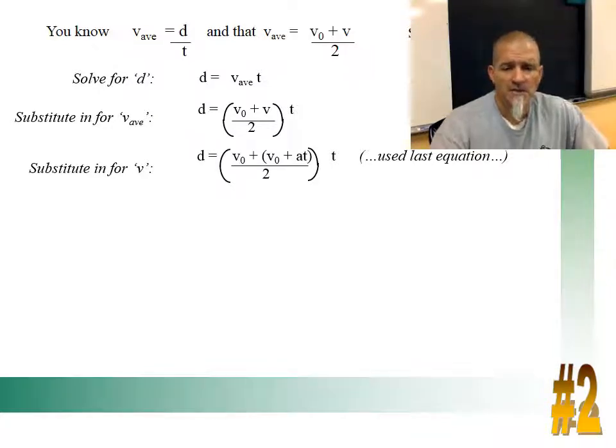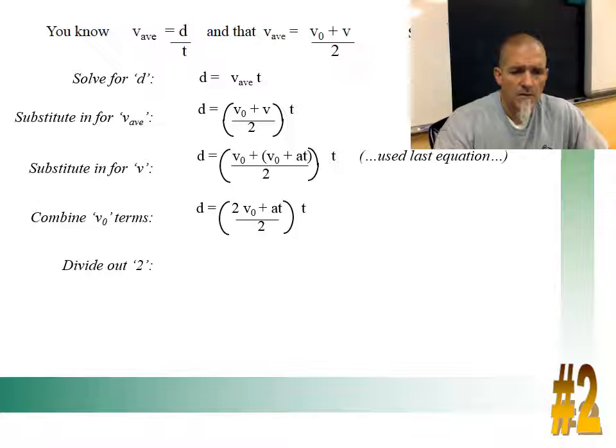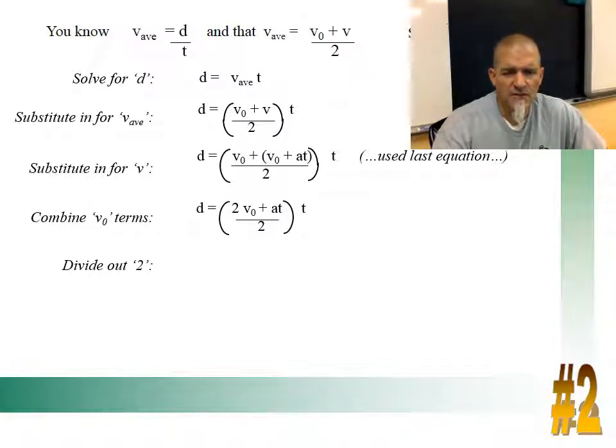Then let's clean this up a little bit. Well, we have two v0s here, and so let's regroup those. Instead of writing them as two separate v0s, let's regroup them as 2v0. So all I've done here is I've combined these two terms and rewritten it this way. For our next step here, let's divide out the 2. And what I mean by that here is in this term, we have 2v0 divided by 2.